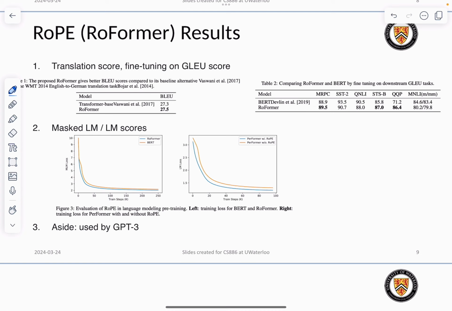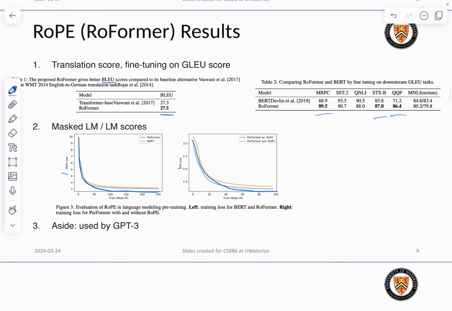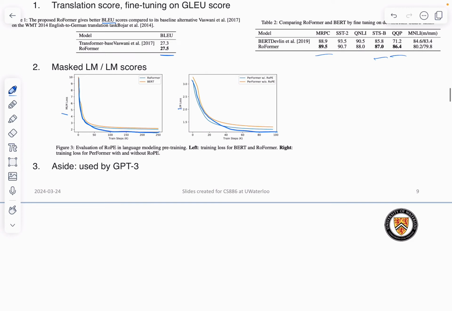So here is how RoPE performs. As you can see on this task over here, it does a bit better. And on these downstream tasks, it performs better for some of them. And for the masked LM scores, basically, RoFormer, which is the blue line, is lower. Same for LM here. This is masked, and this is just normal LM, which is used by GPT-3.